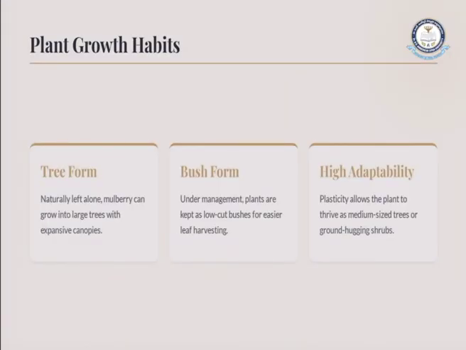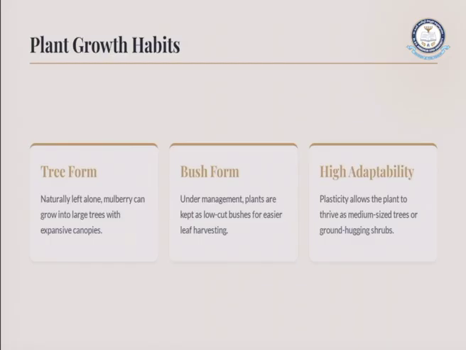Firstly we have plant growth habits. Tree form. This plant can be in small shrubs, in bushy forms, and also in large trees. So first we see the tree form. Naturally, if left alone, mulberry can be grown into large trees with expansive canopies. That means it is not restricted to being a small shrub or a small bushy form, but can grow huge, in the form of a tree as well.